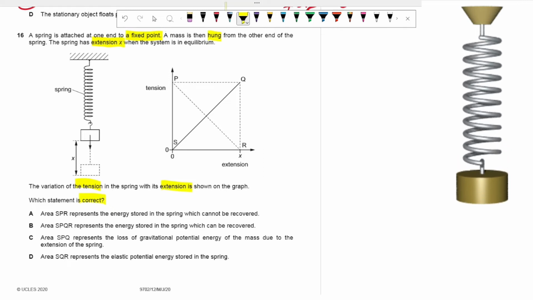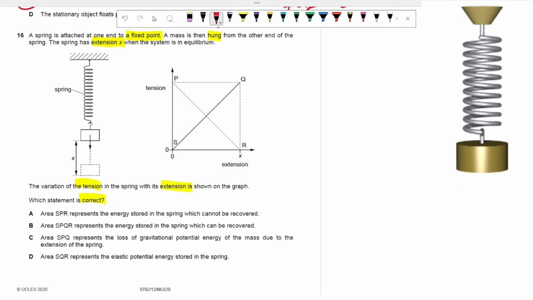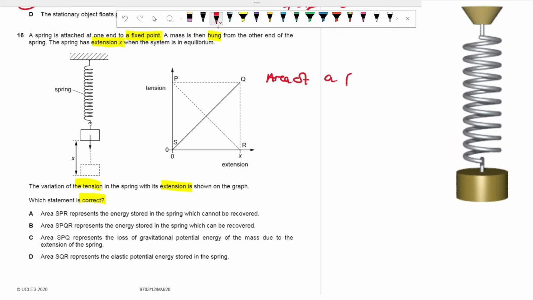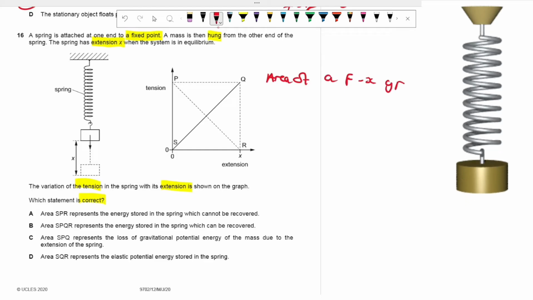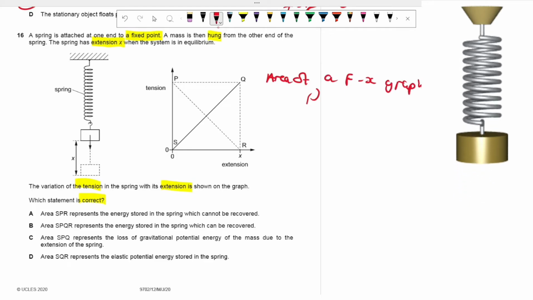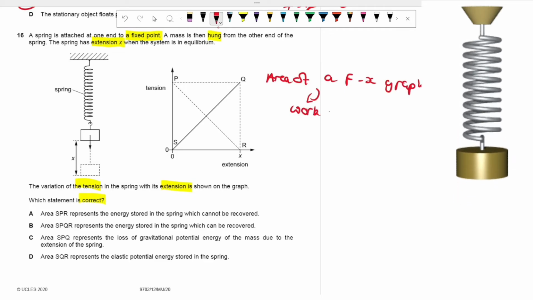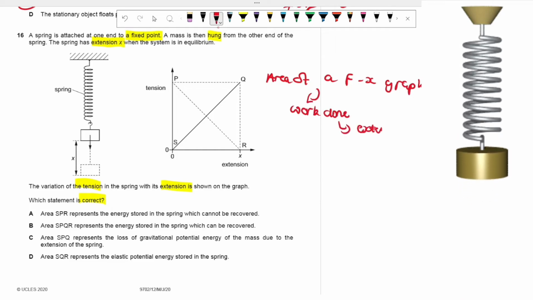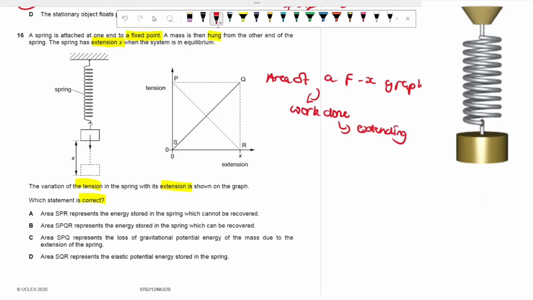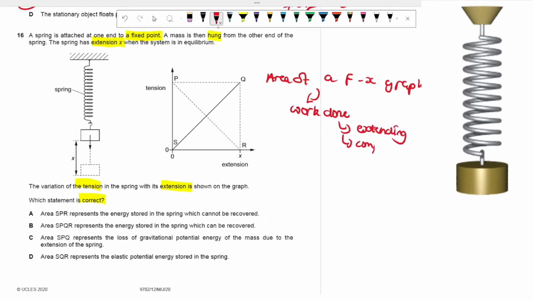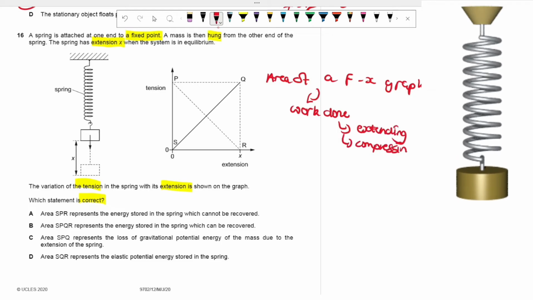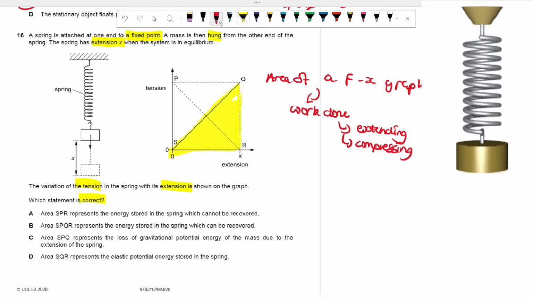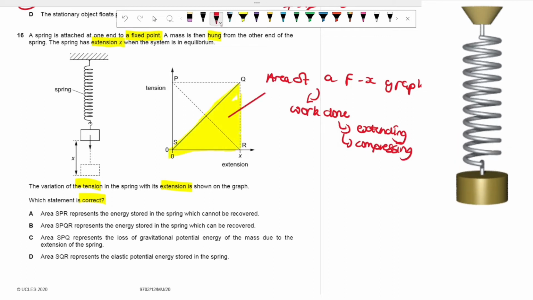I want to teach you a very important key concept: understanding what the area of a force against extension graph entails. This area refers to the work that is done. It can be the work done in extending the spring, or the work done in compressing the spring. Either way, work has to be done. So the area underneath this graph tells me the work that is done.